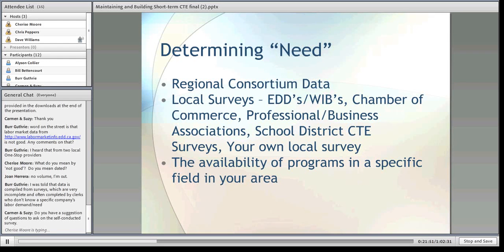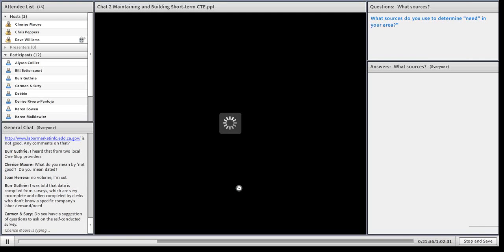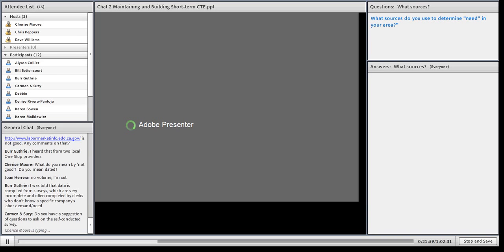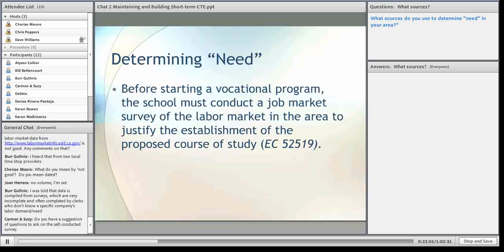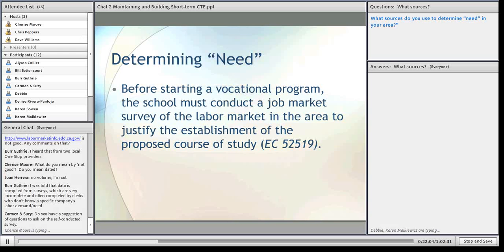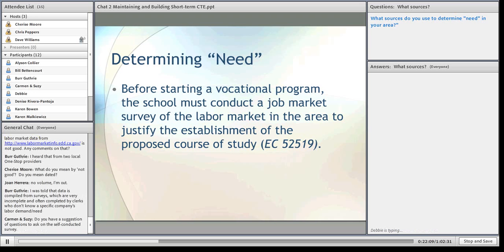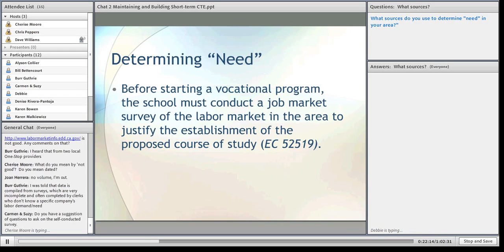Before we go on to the next one, I'd like to open up another chat pod, and even if you haven't specifically looked at determining need for a career technical education program, I'm sure most of you have been involved with determining some need for adult education in your specific area. So if you would, what sources have you used? Need for other adult education programs in your area?